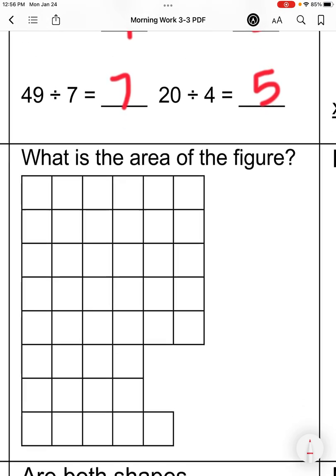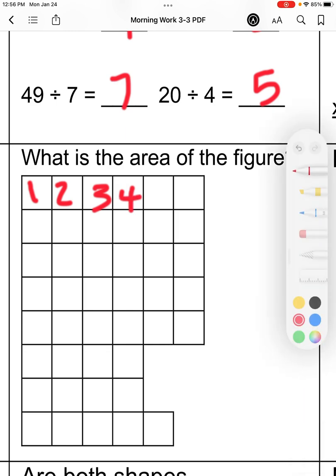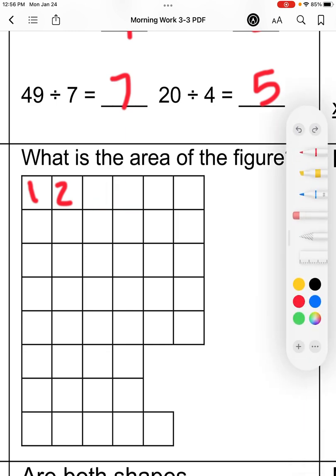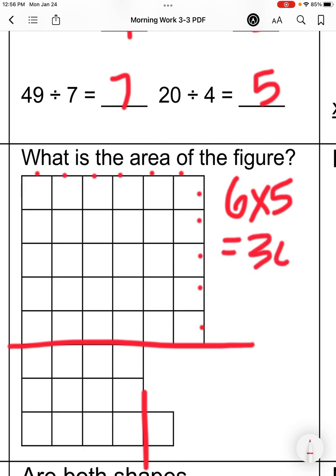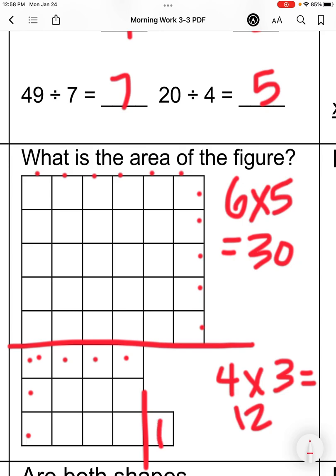And the area of the figure, we can go through and count each box, or we can slice it up a little bit. So I'm going to go there and there. So we have 1, 2, 3, 4, 5, 6 across times 1, 2, 3, 4, 5 down, and that equals 30. On this side we have 1, 2, 3, 4 across times 1, 2, 3 down equals 12. And then right here we just have 1.